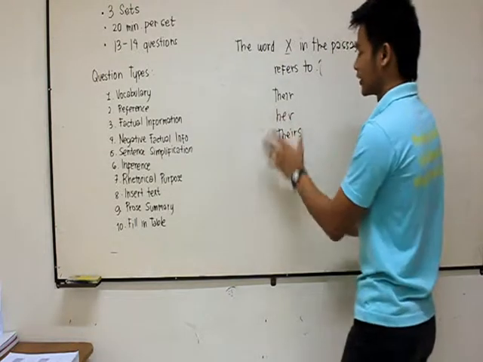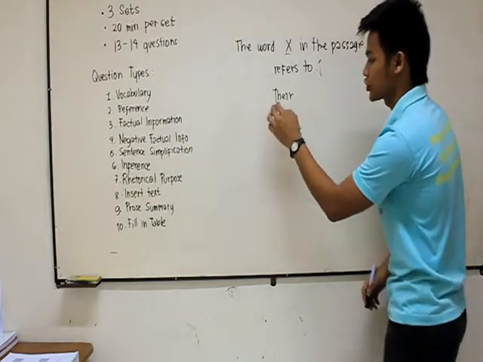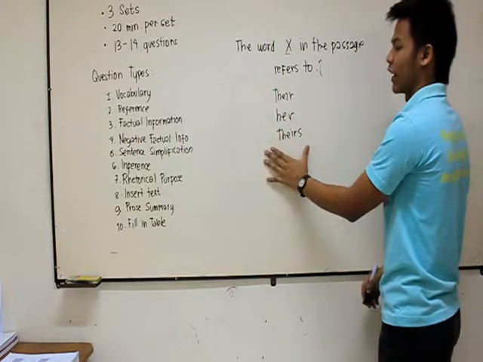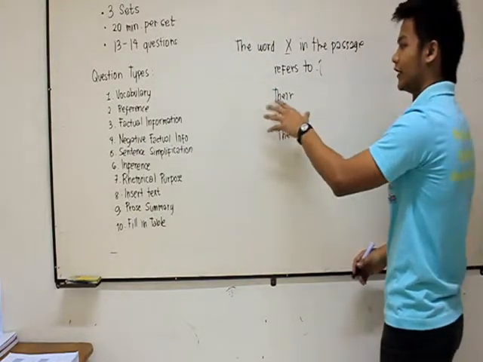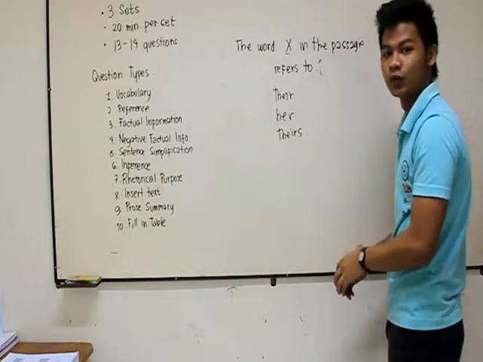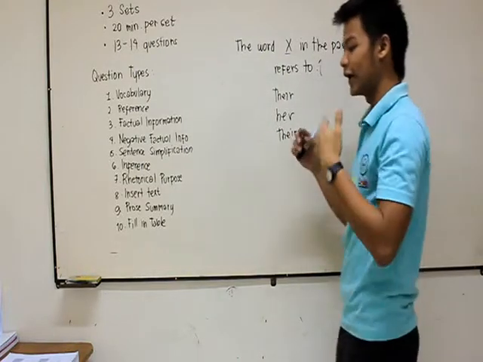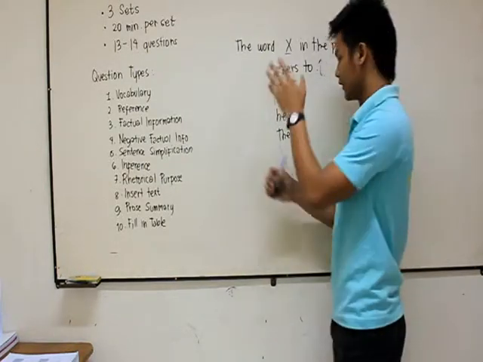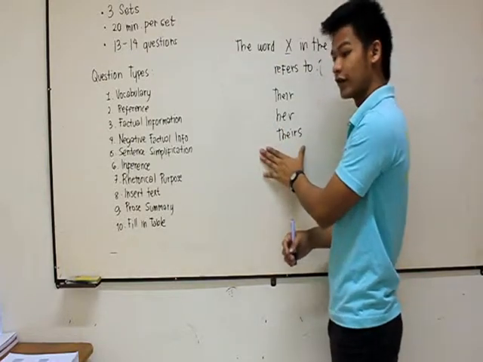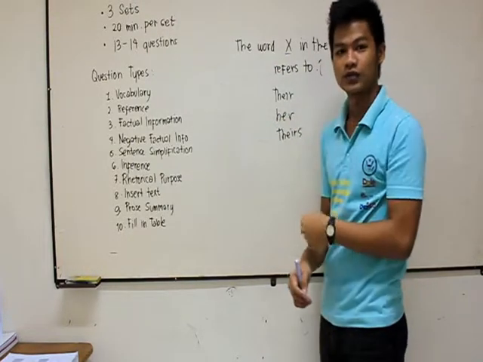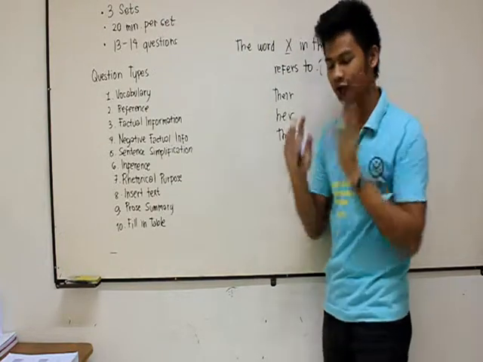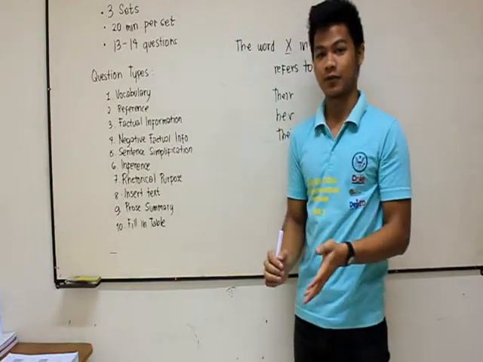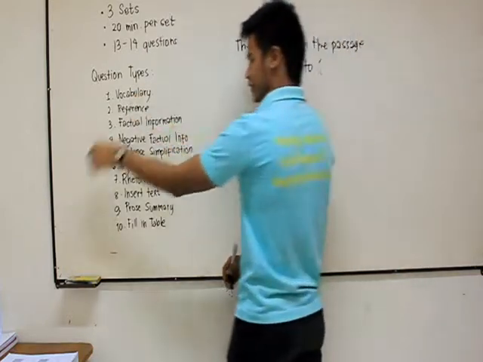You need to identify which of these pronouns refer to in the latter sentences, latter words. So you need to identify its relationship. What is the word that represents these pronouns? In order for you to answer this one, you just need to understand the passage properly. That's reference, number 2.